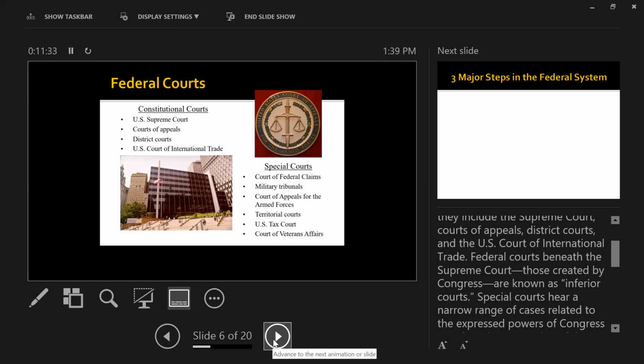And the nickname for these three courts here, the Court of Appeals, the District Courts, and the U.S. Court of International Trade, is inferior courts, because you have the Supreme Court and then you have the inferior courts underneath it. If you can just write a dash next to it, as long as you know that anything underneath the Supreme Court here is an inferior court, you're fine.